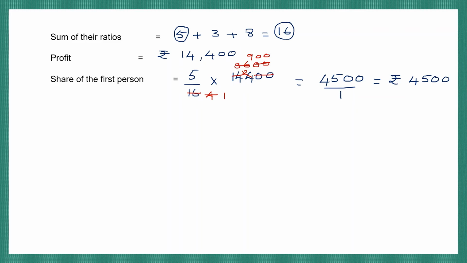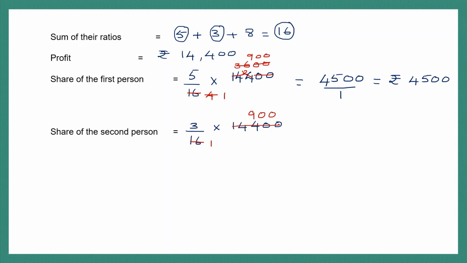Okay, so we found the share of the first person. Now let's find the share of the second person in the same way. Take the second number, that is 3, and divide it by the sum of the ratios and multiply it by 14,400. Now we can cancel it straight away. 16 ones are 16, and 16 into 900 will give us 14,400.